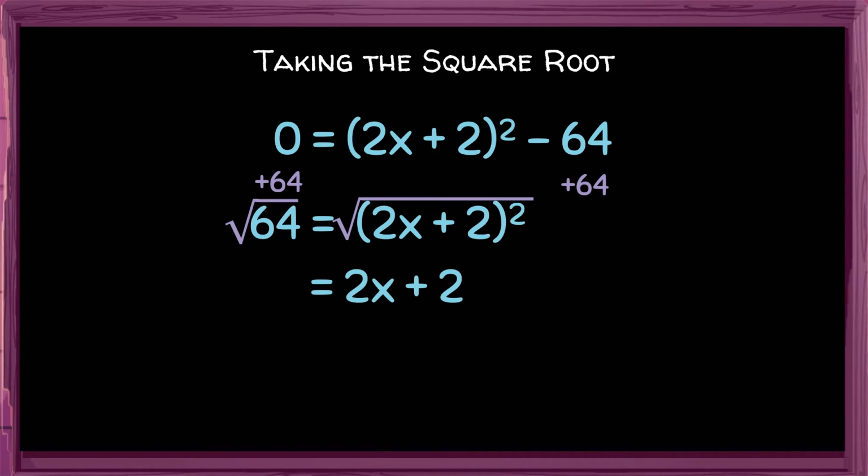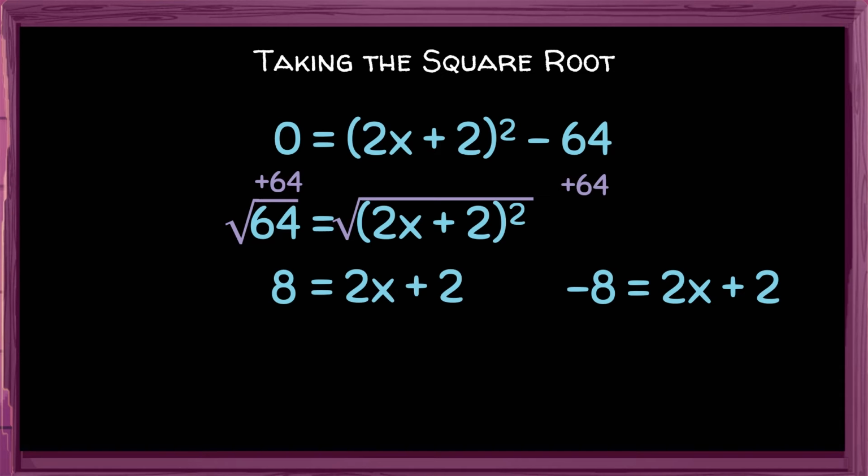But, Tom, that's the same mistake I made last time. 64 has another square root, not just positive 8. Negative 8 works too, because a negative times a negative makes a positive. Right, Bones. So 2x plus 2 will give us the right answer if it equals 8. And 2x plus 2 will also give us the right answer if it equals negative 8. Both of these equations will work, so we're going to have to solve them both.